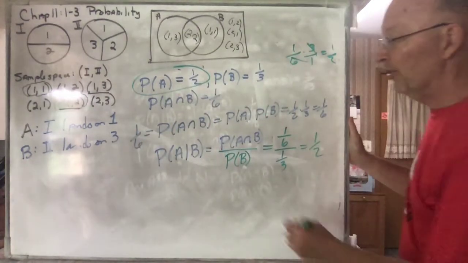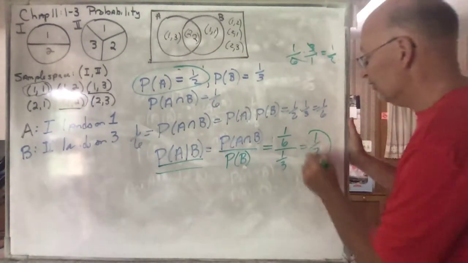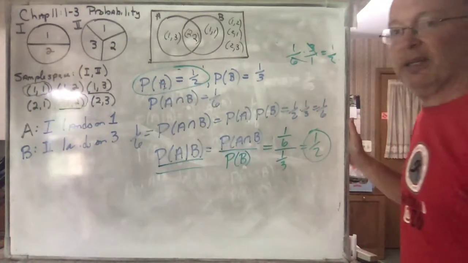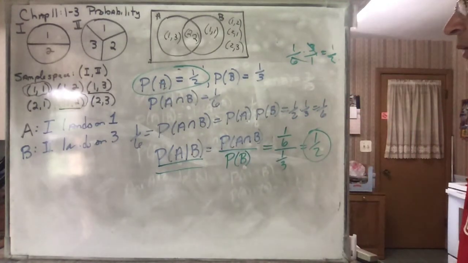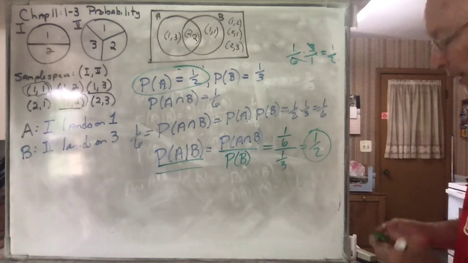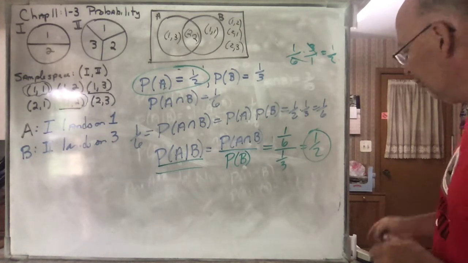See that? So knowing that B happened doesn't change anything we know about A happening. See that? So that's how all those numbers work. So kind of cool, okay? I like all those three examples.